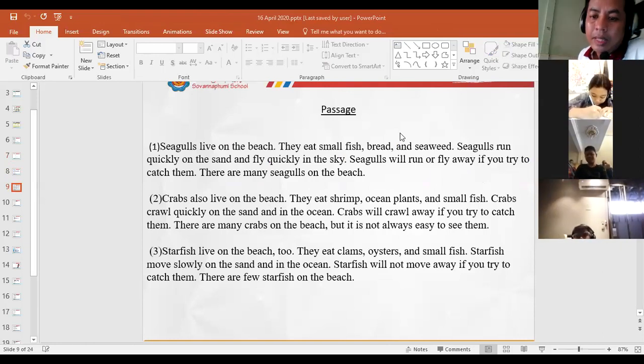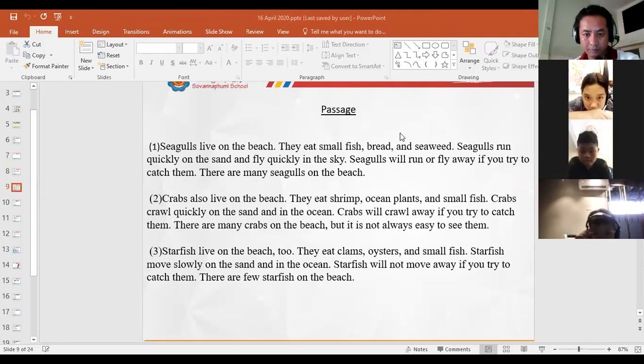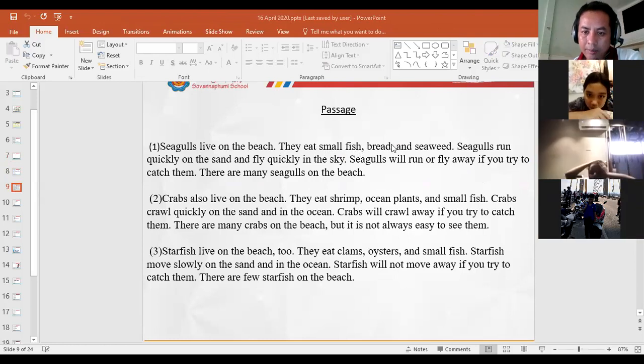Okay, now let's study the passage here. Seagull, crab, and starfish. Seagulls live on the beach. They eat small fish, bread, and seaweed. Seagulls run quickly on the sand and fly quickly in the sky. Seagulls will run or fly away if you try to catch them. There are many seagulls on the beach.